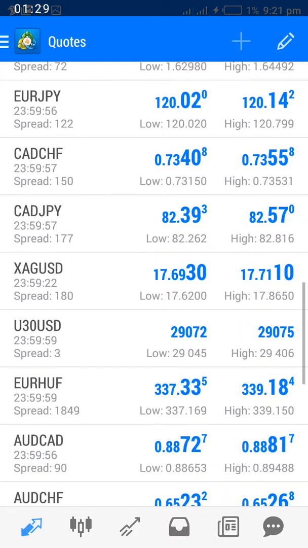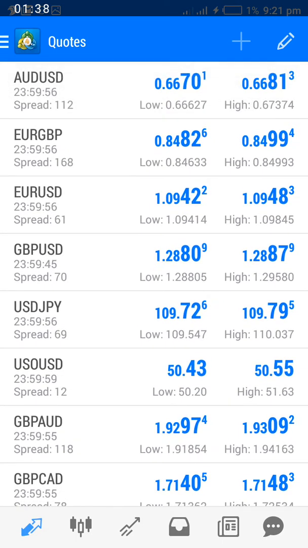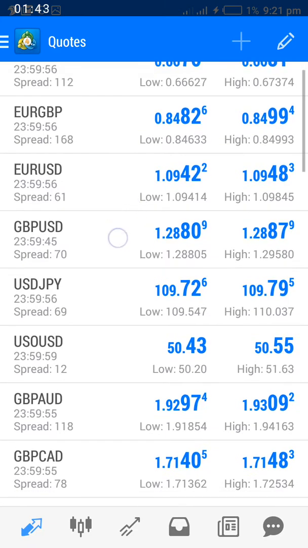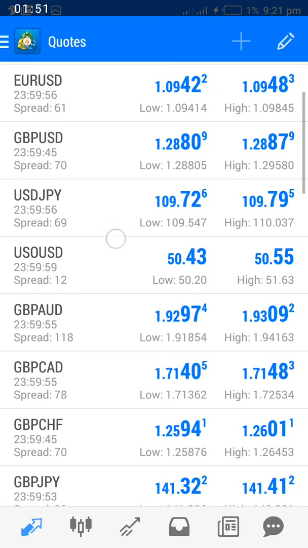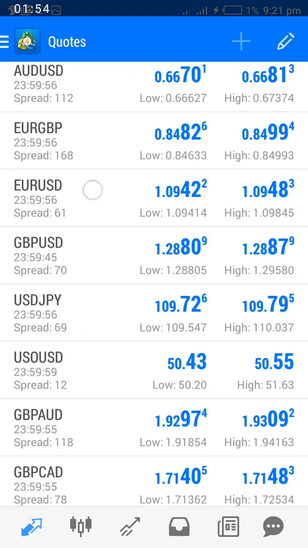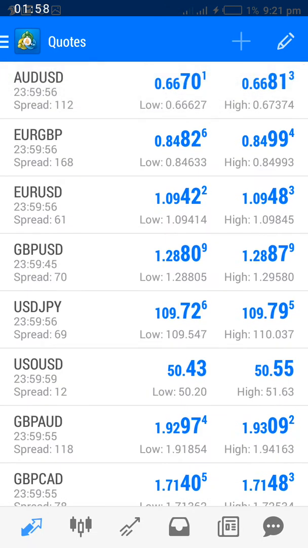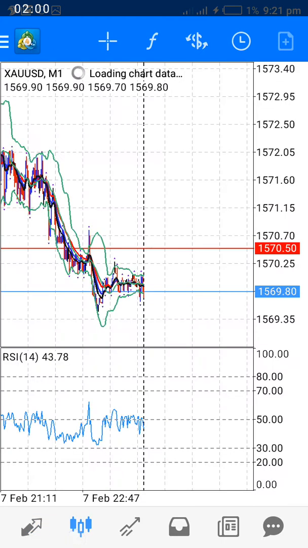There are a lot of currency pairs which you will be trading. So with time, you start picking each and every one of them. But the most popularly traded pairs are USD, Euro USD, AUD USD, and so on. Euro USD is the most popularly traded pair. So the first tab is the quotes. The second one is what we call the charts.